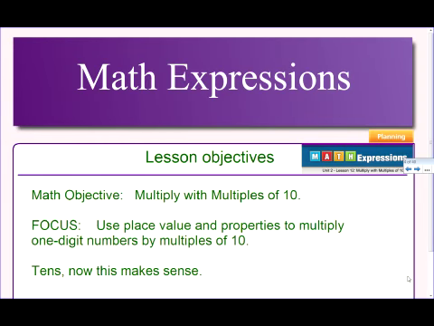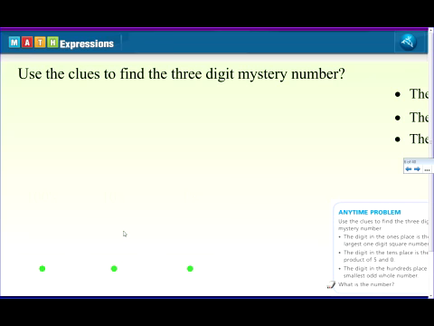Well, hint, hint, there's a summary right here. The focus of today's lesson is to use place value and properties to multiply one-digit numbers by multiples of 10. Notice I said hint. If you want your summary, there's a good summary. As we go, we're going to show you that multiplying by multiples of 10s will make sense. You just have to think through it, and it'll come easier as we go. We would like to warm you up before we get started.